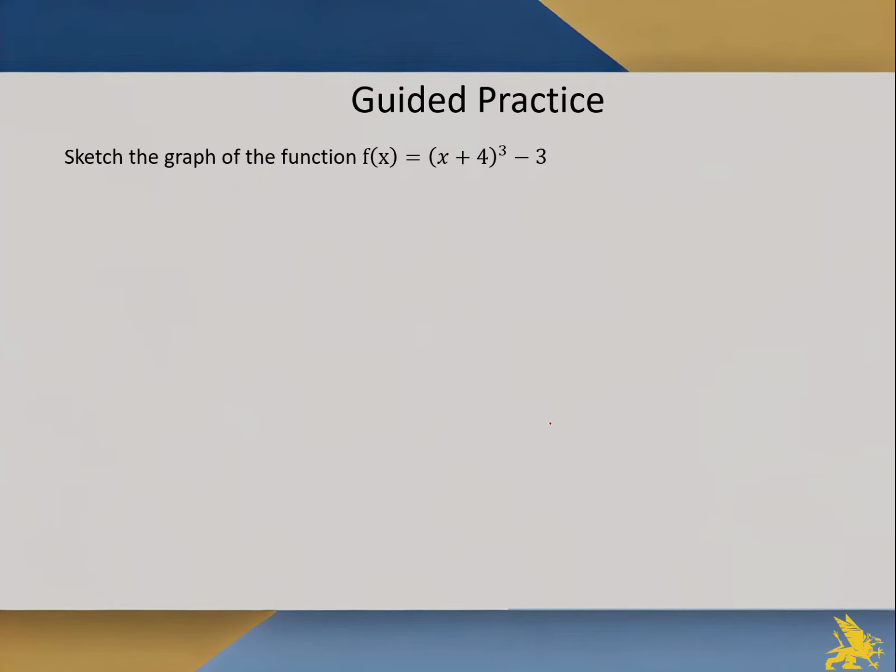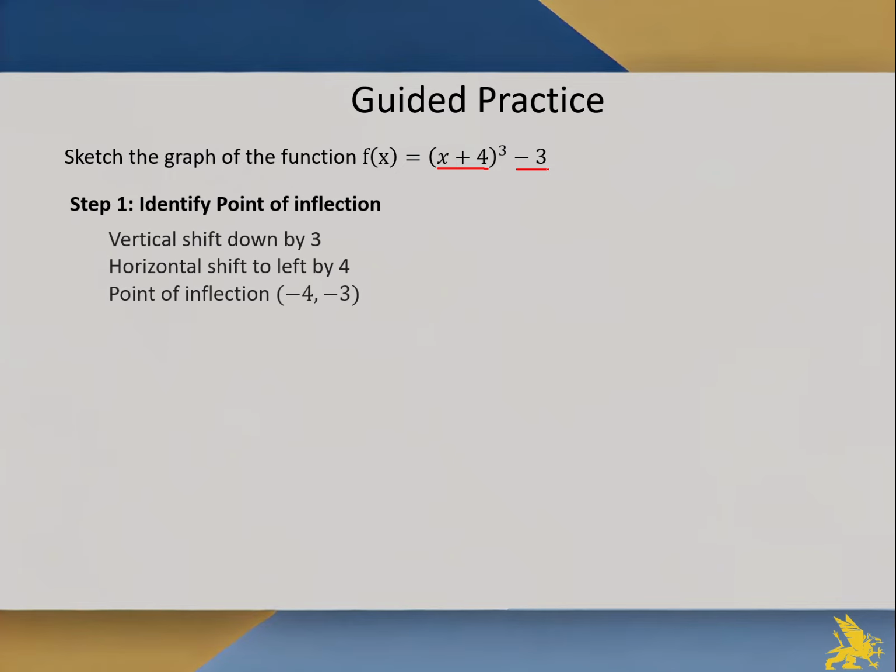Okay, let's have a go at the next question, and then we're going to move on. So sketch the graph of the function f of x is equal to (x plus 4) in brackets cubed take away 3. So the first thing we're going to do is identify the point of inflection. So that means we know we have gone 4 units in the negative direction of the x-axis, and we've gone 3 units down. So that gives me -4 and -3 as my inflection point.